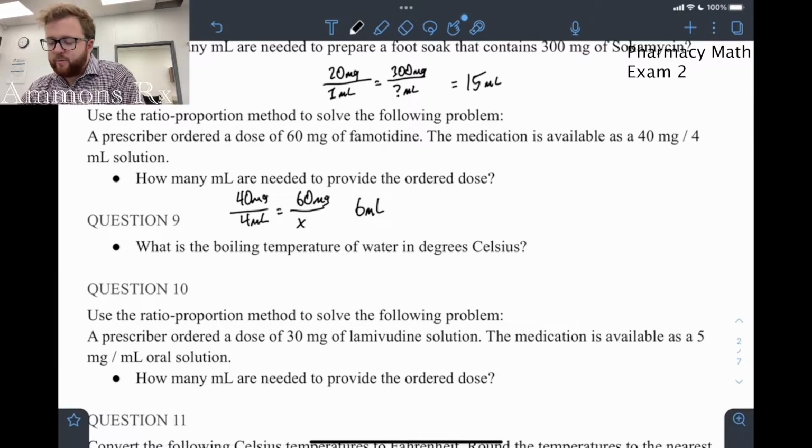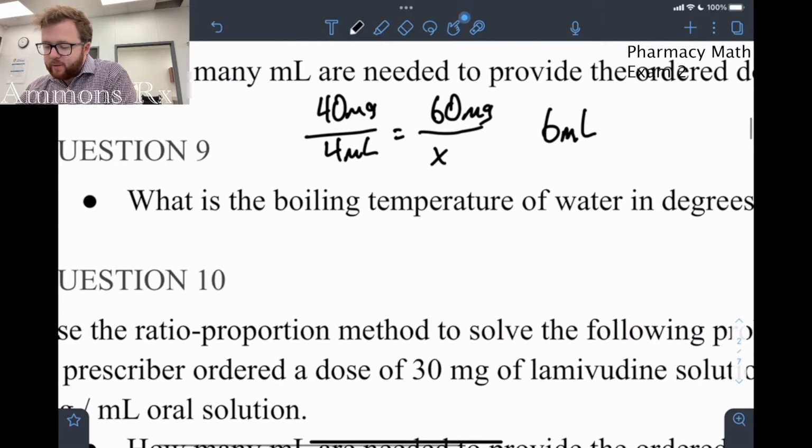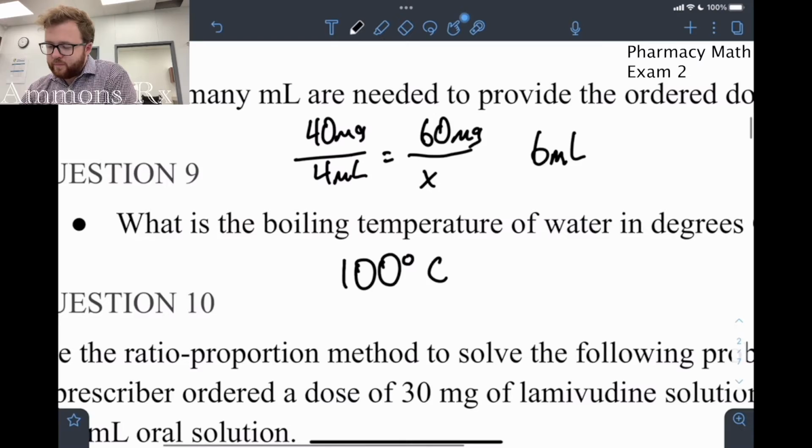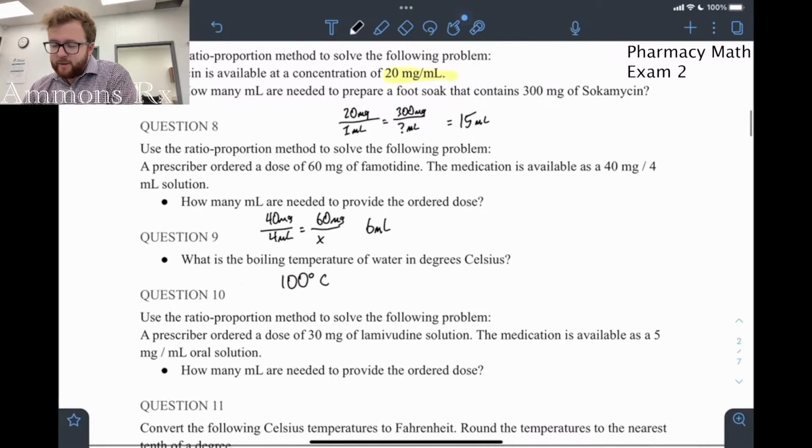Okay, boiling temperature of water in Celsius. This is one that most of you, I hope, have memorized because it's a very useful thing to memorize. So boiling temperature in Celsius is 100 degrees Celsius. Please memorize that. That might help you.